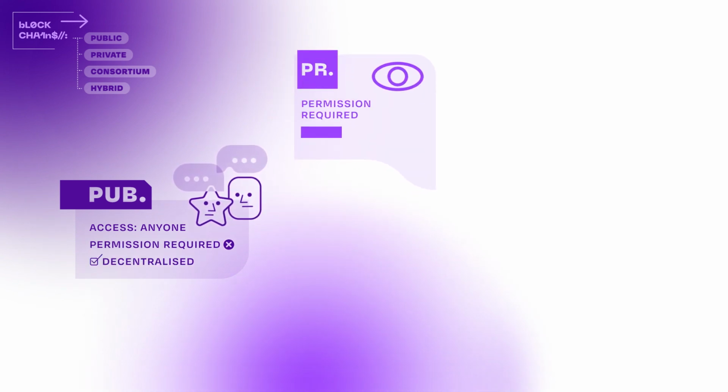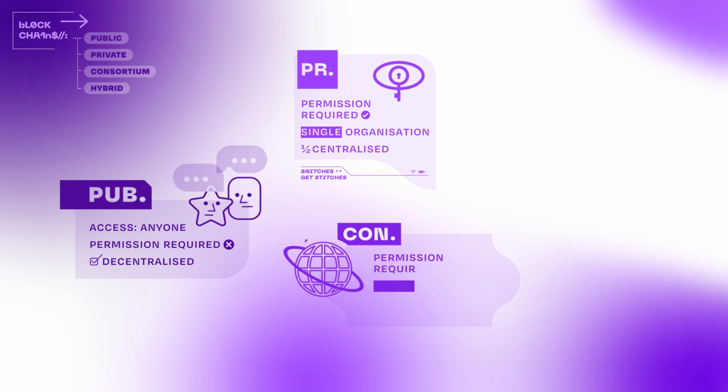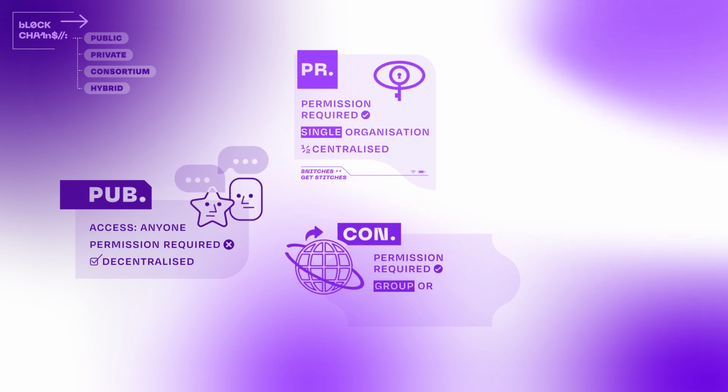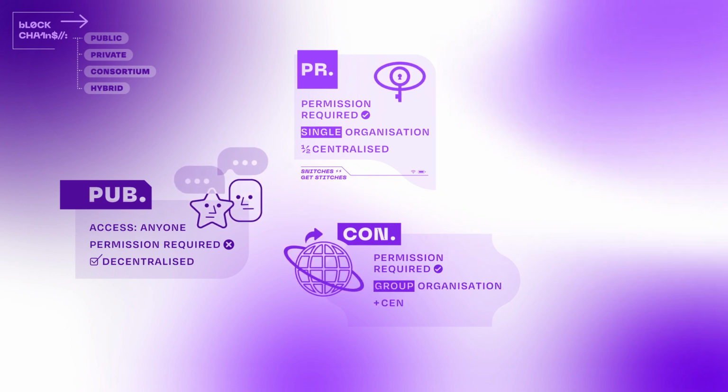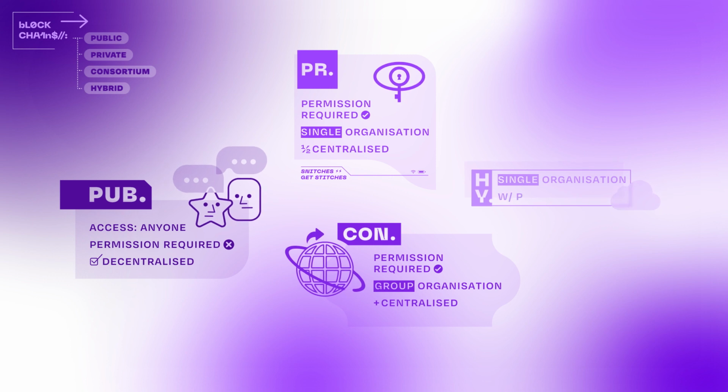Blockchain speedrun. Public: complete access to anyone, no permission is needed, completely decentralized. Private: permission required, controlled by a single organization, partially centralized authority. Consortium: permission is required, controlled by a group of organizations, more decentralized than private, with higher levels of security. Hybrid: controlled by a single organization, but with a level of oversight by the public.